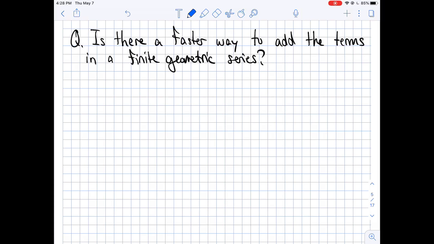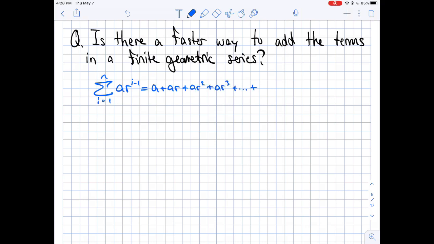So the question we want to answer: is there a faster way to add up the terms in a finite geometric series? If we are looking at the sum starting from 1 and going to n, adding up a times r to the i minus 1, then if I look at these terms, the first one is a, and then we have ar, then ar squared, and so on.